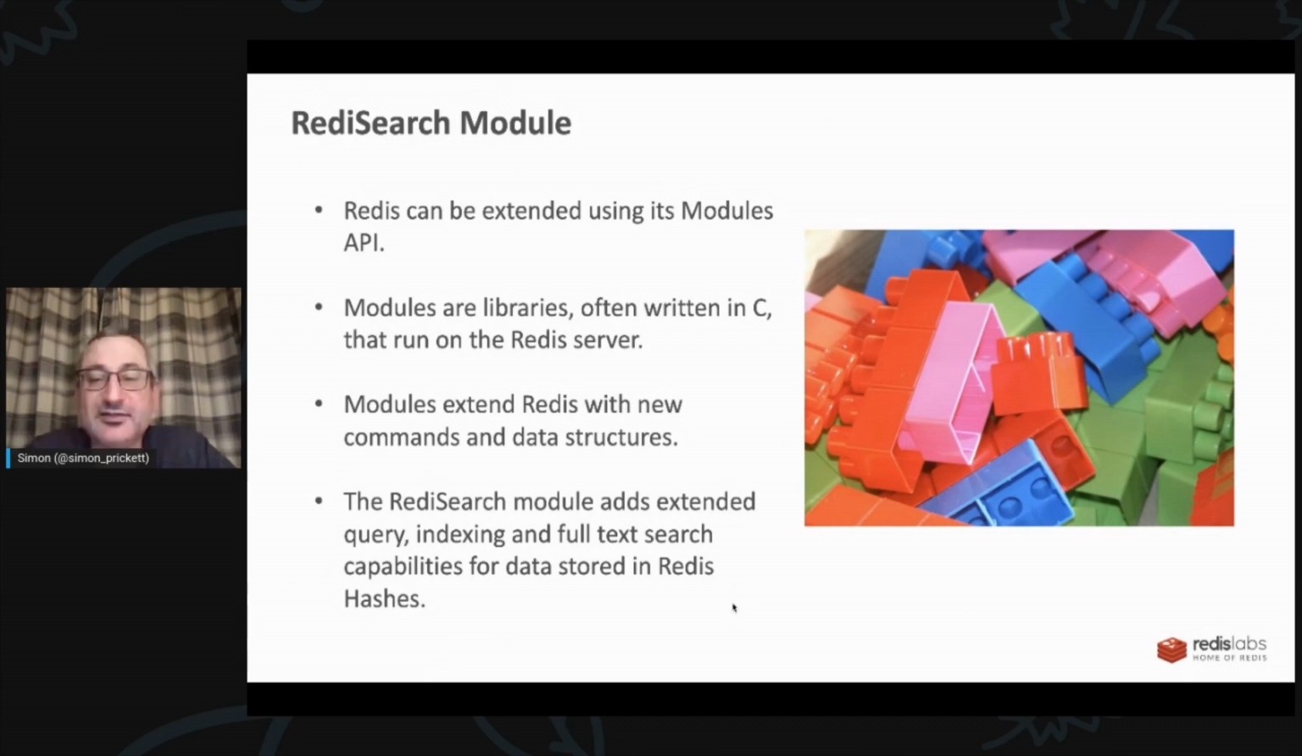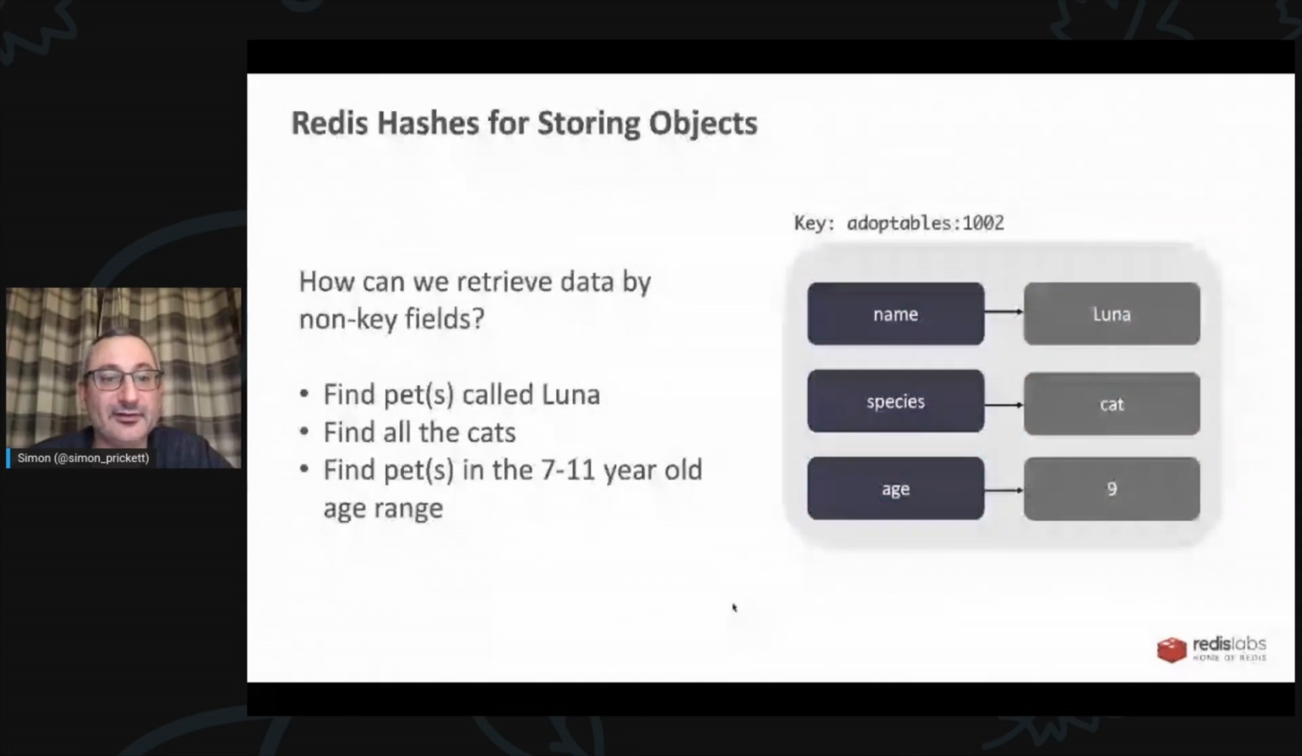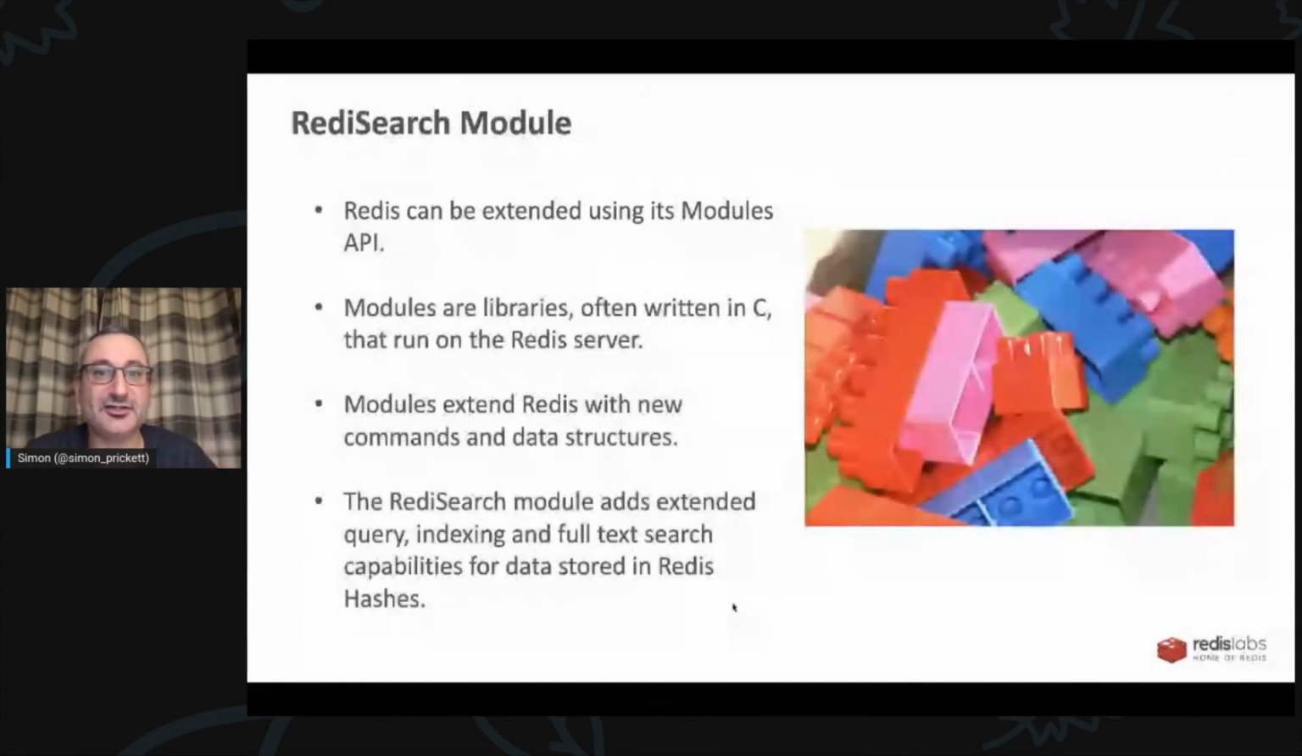So Redis search is a module that adds search, querying, and full text search over Redis hashes, so over these sorts of structures. So it's going to help us answer these sorts of queries. And it's also going to maintain that index for us. So as we add or change hashes, it'll see that happen in the database. It'll update the index.